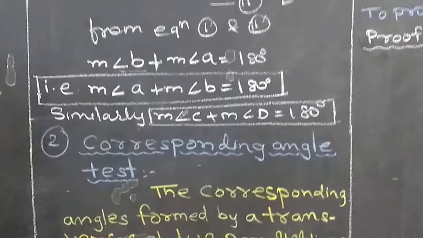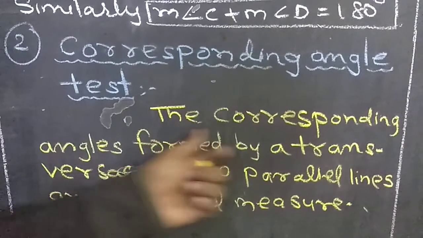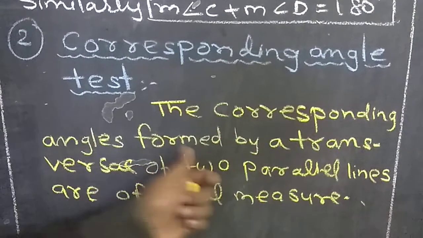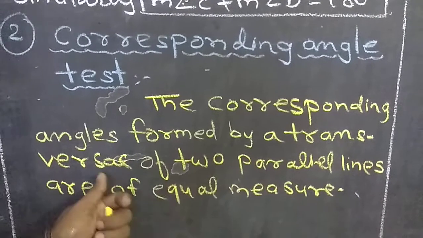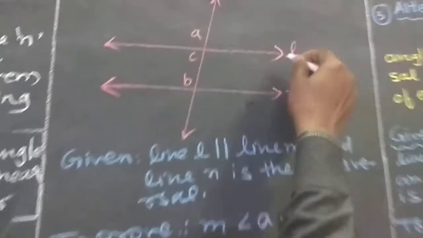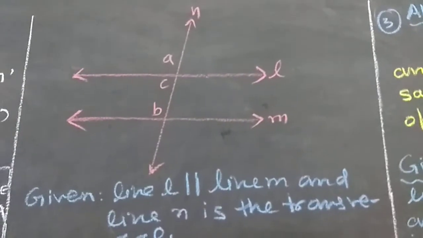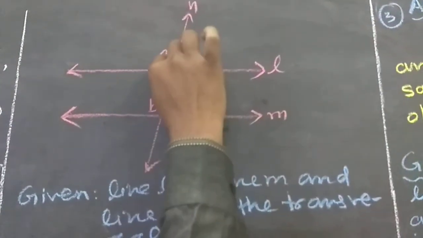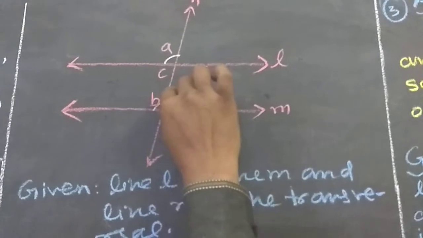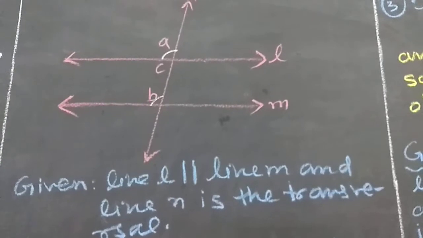Coming to the next part, corresponding angle test. What is it? The corresponding angles formed by a transversal of two parallel lines are of equal measure. Now we have given here two parallel lines and line N is the transversal. Now we have to prove here that the corresponding angles formed by this transversal and two parallel lines have an equal measure. दोनों का measures क्या होता है?